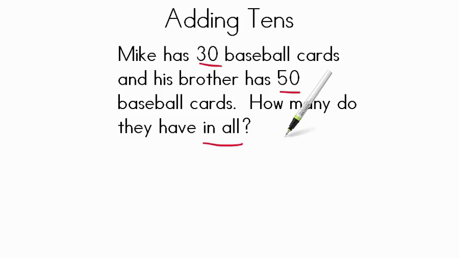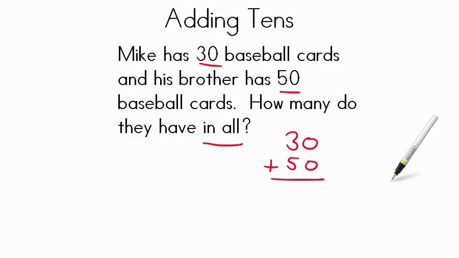So let's vertically add them. 30 plus 50. Can you find that sum? That's right. If you said 80, you are completely correct. We have 0 and 0 in the 1s. Just add our 10s up. 5 10s plus 3 10s is 8 10s for a total of 80. So in all, they have 80.